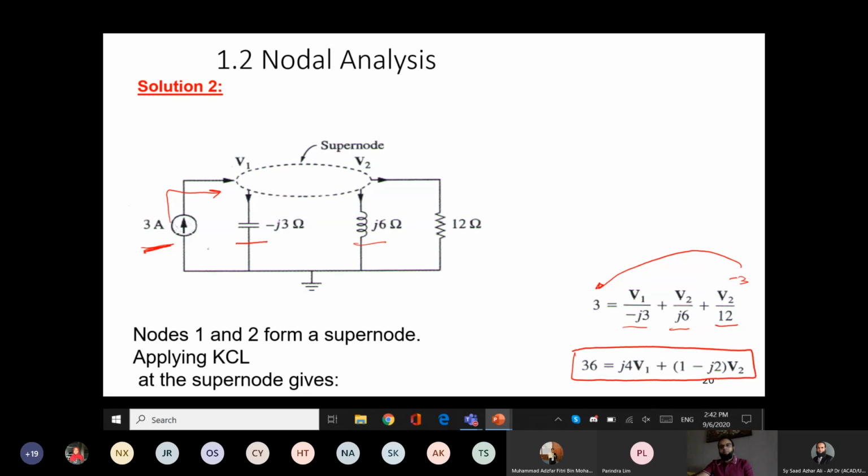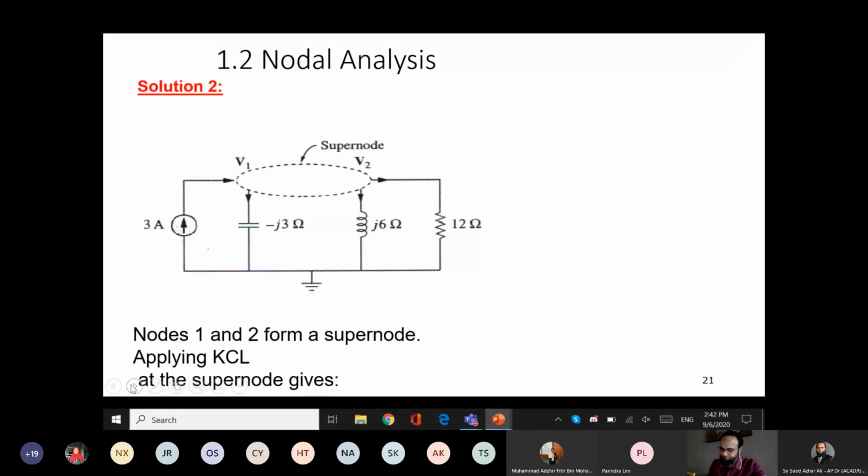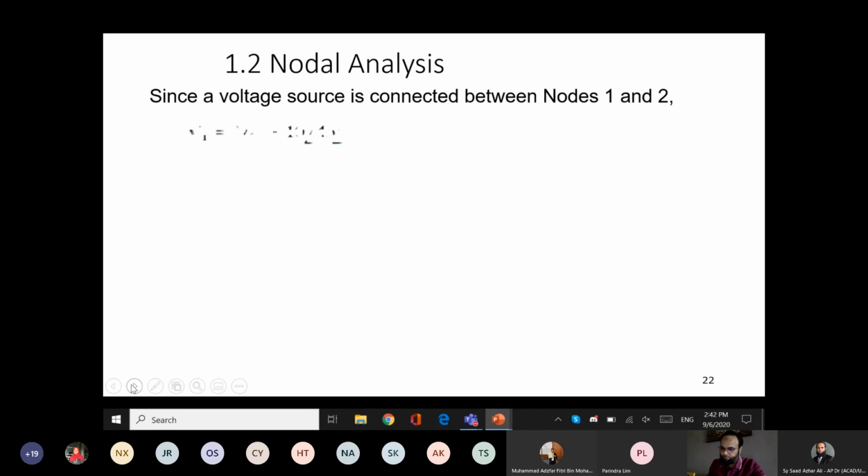People might think that the topic nodal analysis was first and then there was supernode, so that makes things a bit complicated. Actually not, that simplifies it, because one equation is already there. Which one is it? So this is the equation from the supernode. Let me go back.